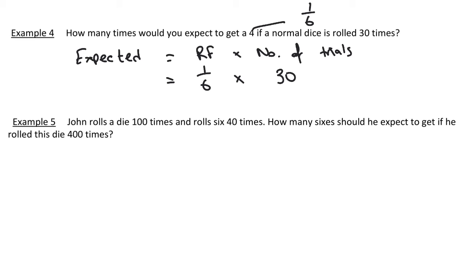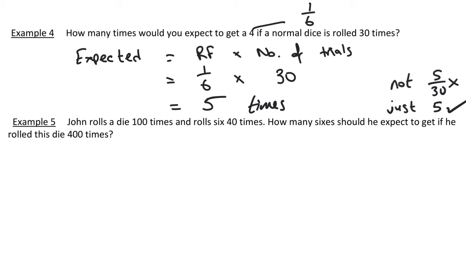And there are any number of ways we could use to work that out, but a 6th of 30 is 5. So what we would expect is 5 times for number 4 to occur. Now we don't write it as 5 out of 30, we write it as just 5. Okay, so it's 5 times rather than 5 out of 30.